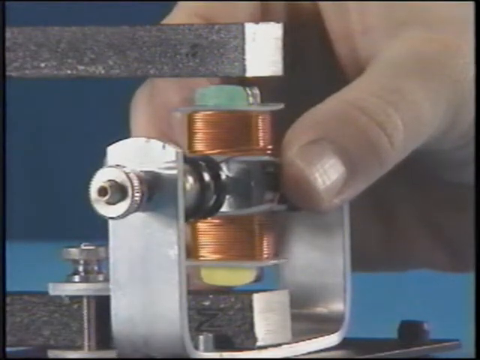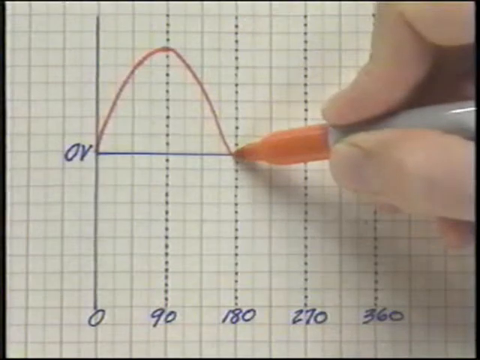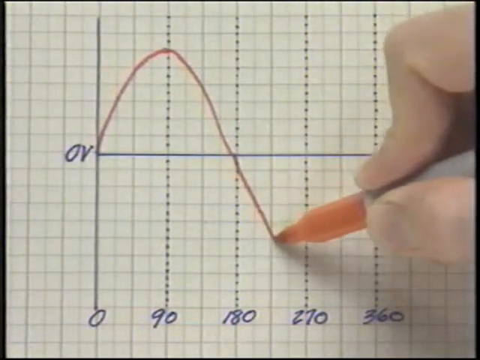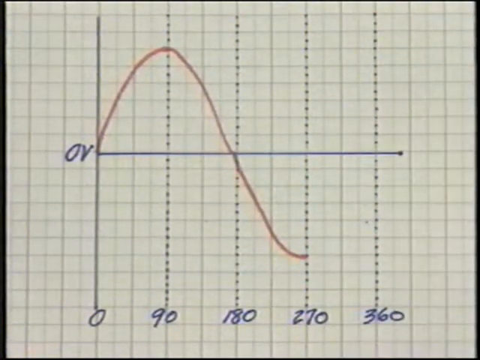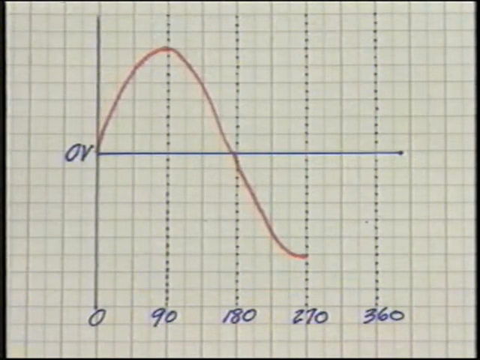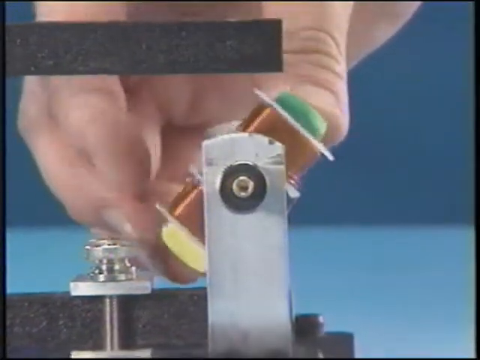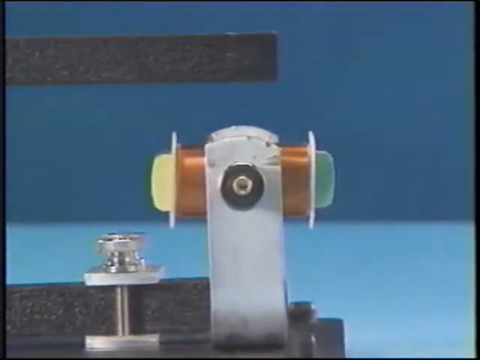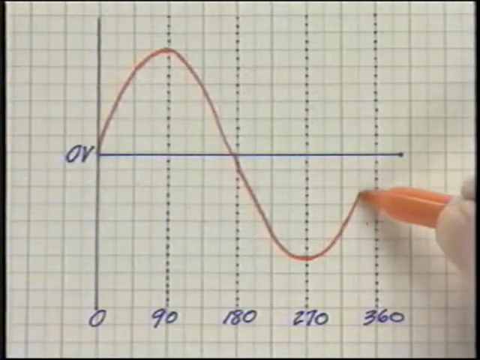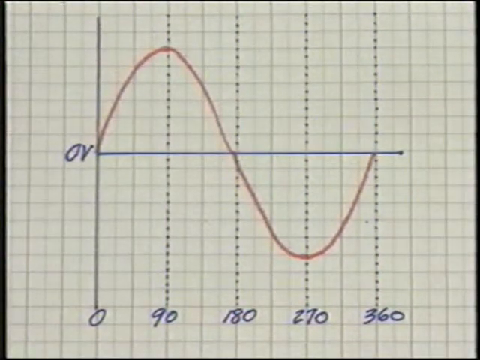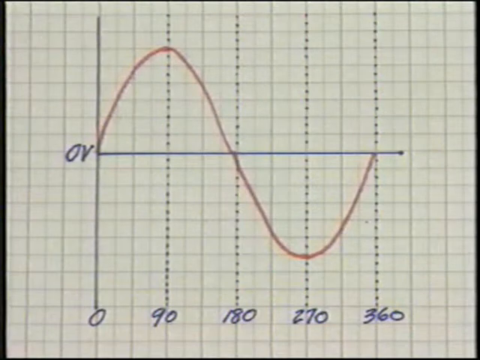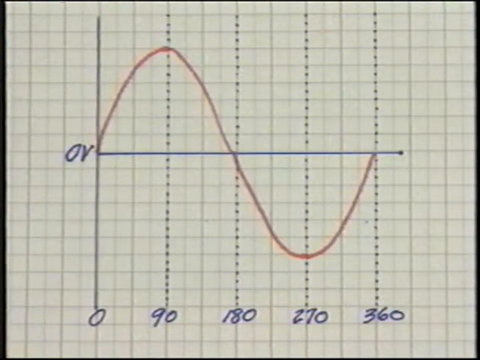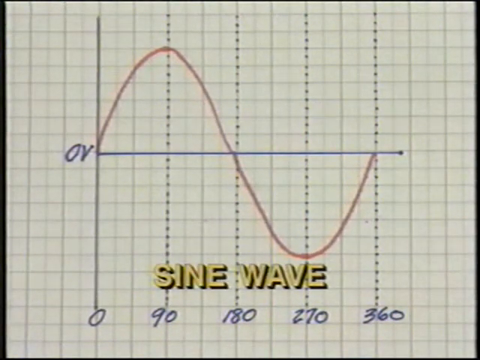At 3/4 of a revolution, the maximum negative value is reached. This occurs at 270 degrees on the horizontal axis. From this point, the voltage gradually decreases to 0 as the coil completes its rotation. At this point, the coil has completed 360 degrees of rotation, or 1 full revolution. Notice the shape that has resulted. This waveform is sinusoidal and is known as a sine wave.